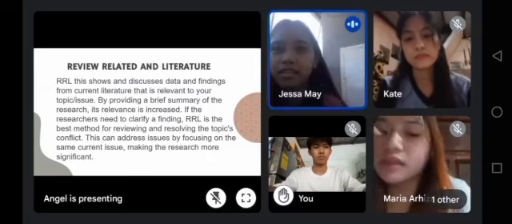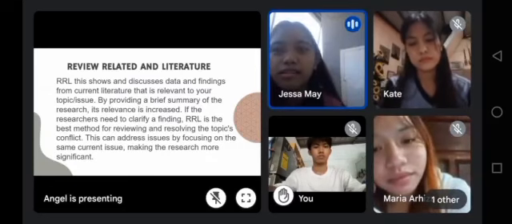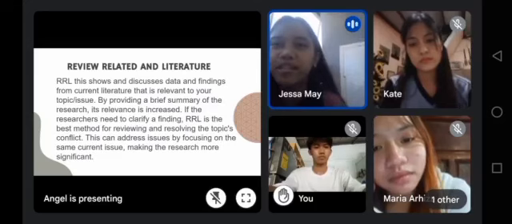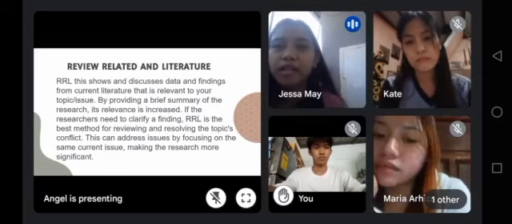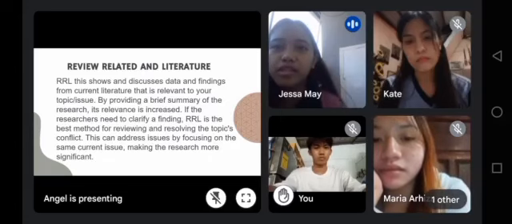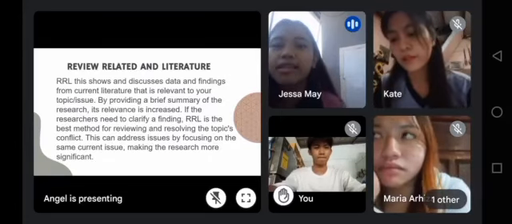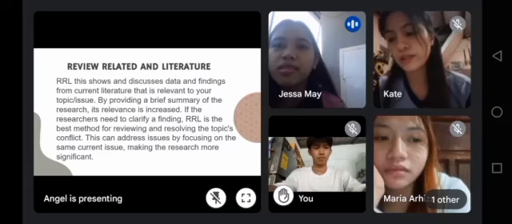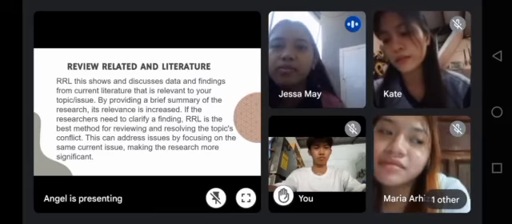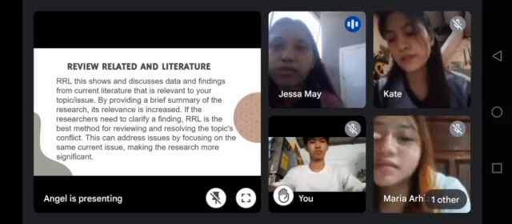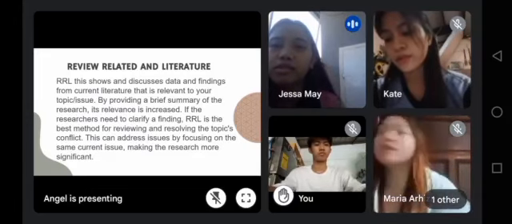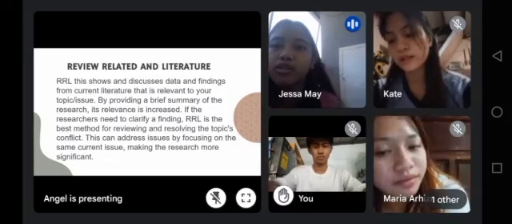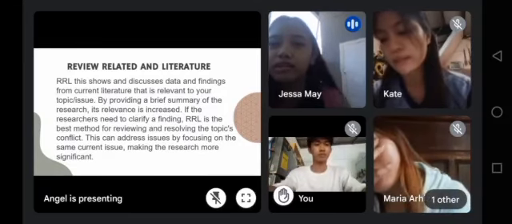Review of related literature. RRL shows and discusses data and findings from current literature that is relevant to our topic or issue. By providing a brief summary of the research, its relevance is increased. If the researchers need to clarify a finding, RRL is the best method to review and resolve the topic's conflict. This addresses issues by focusing on the same current issue, making the research more significant.